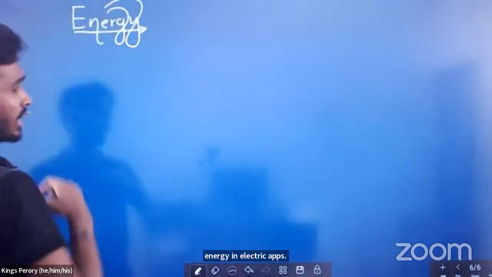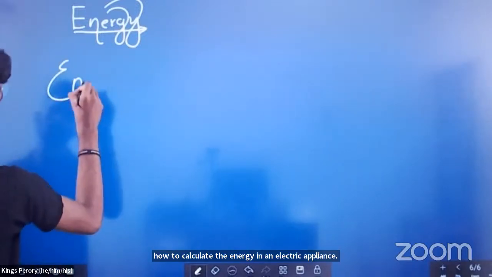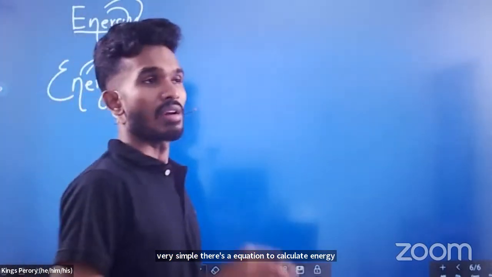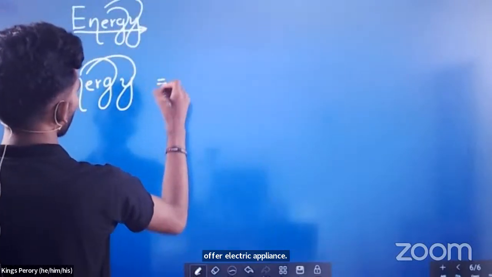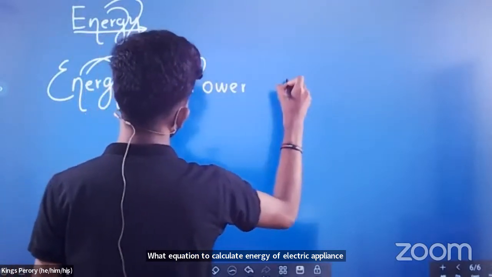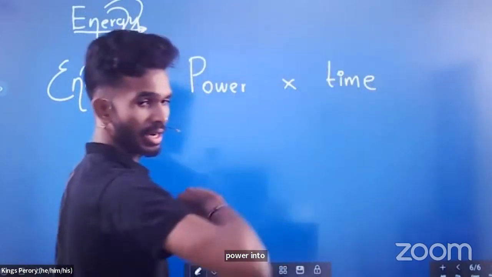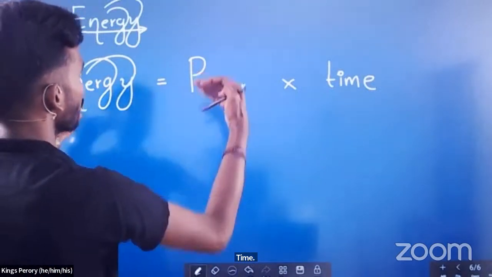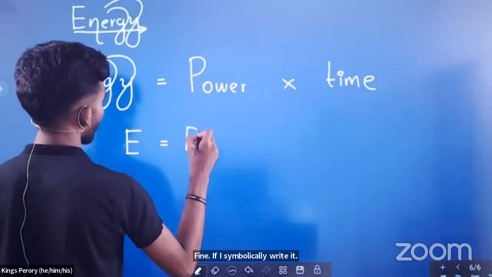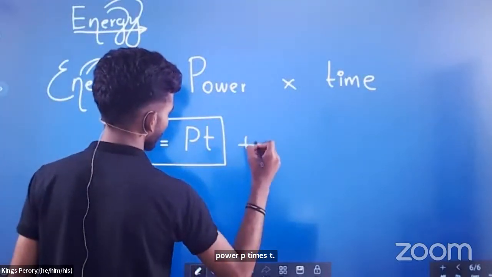How to calculate the energy in an electric appliance? Very simple. There's an equation to calculate the energy of an electric appliance. Energy is equal to power into time. If I symbolically write it, energy E is equal to power P times time T. Energy equals PT.